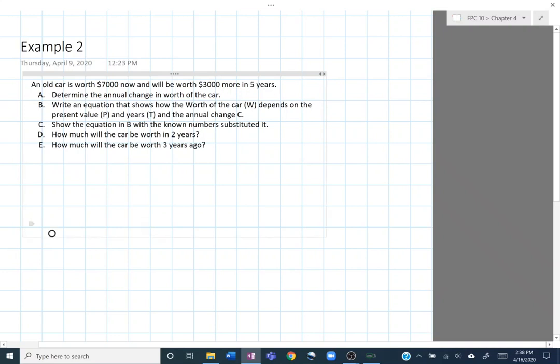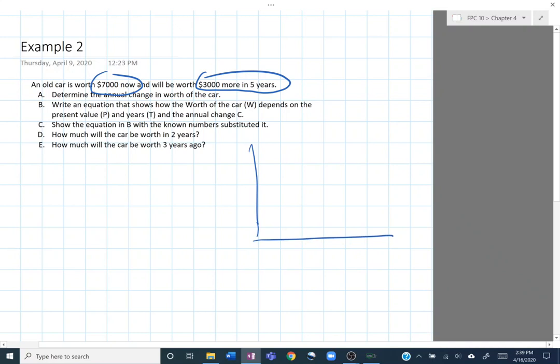Example 2. An old car is worth $7,000 now and will be worth $3,000 more in 5 years. And then we're going to answer some questions about that. So this one's a little bit trickier, just in the statement. $7,000 now is one of those ordered pairs that we're talking about, and $3,000 more in 5 years is close. So again, if I do a little sketch of the 2 points that they've actually given me, I haven't even read the question yet. I'm just kind of thinking about the information they've given me.